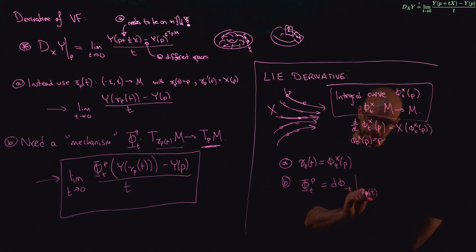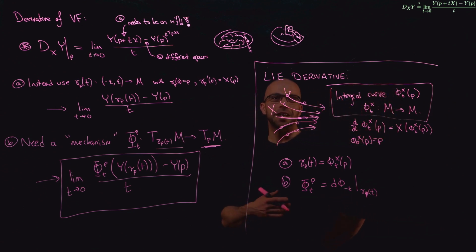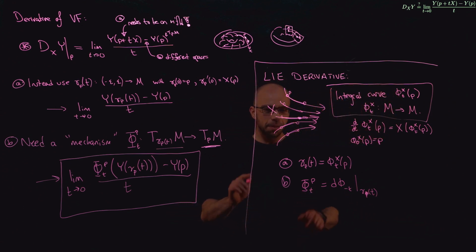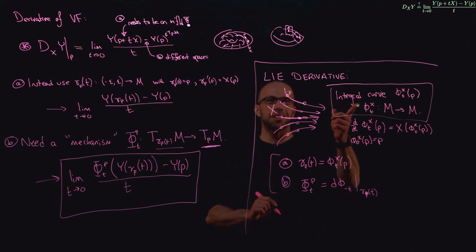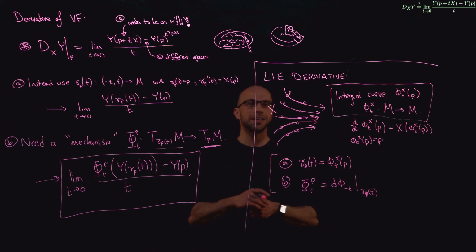of t. Okay, so let's make sure that we understand what this notation is saying. Notice that both of these are just reshapings of this basic integral curve object that we defined.